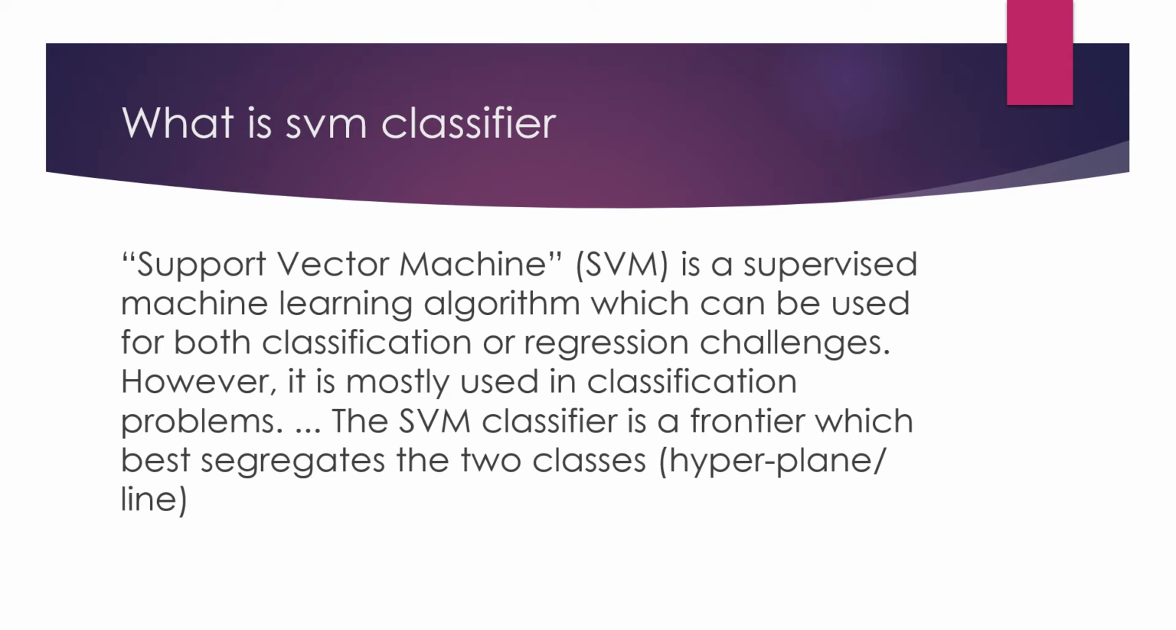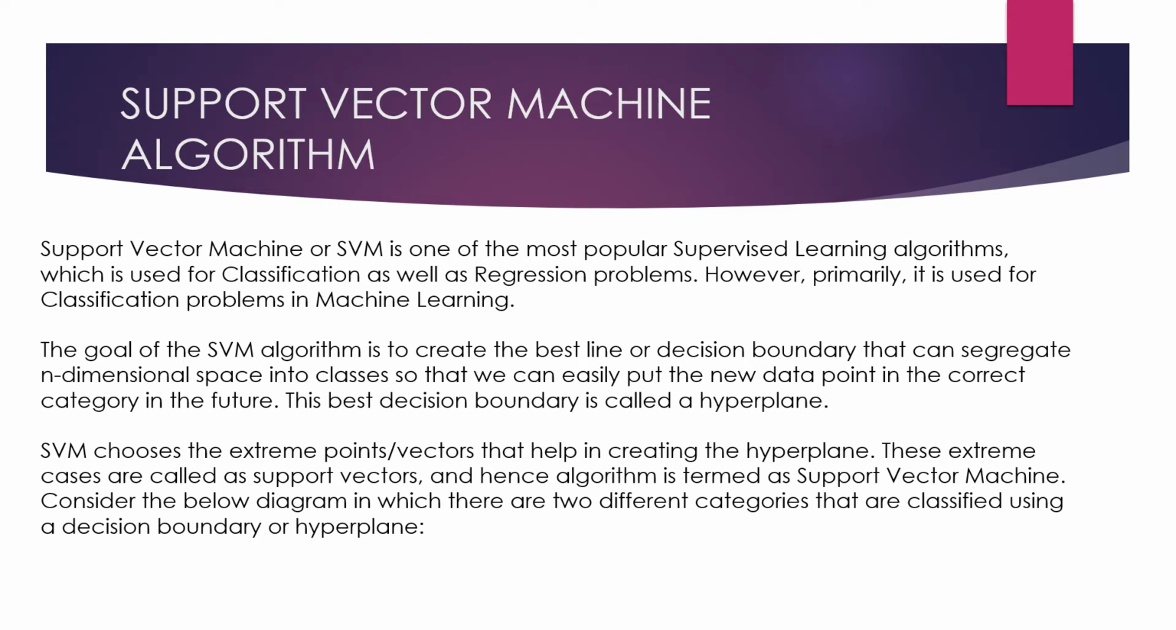What is the SVM classifier? Support vector machine. SVM is a supervised machine learning algorithm which can be used for both classification and regression challenges. However, it is mostly used for classification problems. The SVM classifier is a frontier which best segregates the two classes: hyperplane and line. Let us see the support vector machine algorithm.